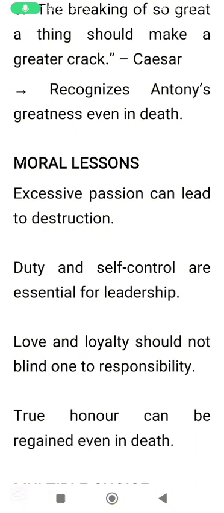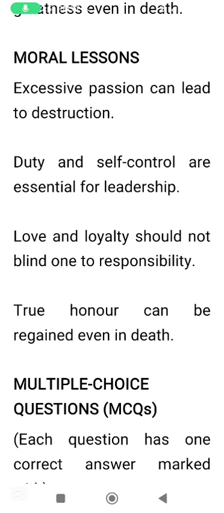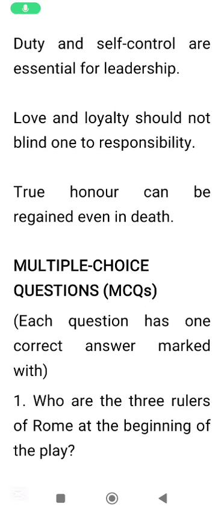Now, let me take you through the moral lessons we want to get from this story. Number one is excessive passion can lead to destruction. When you love something too much, it can lead to destruction. Whatever you love, you must love with a bit of consideration so that it doesn't lead to your destruction. Then number two is what? Duty and self-control are essential for leadership. And Mark Antony does not have what we call self-control, and he has lost his duty, and that is what leads to his destruction.